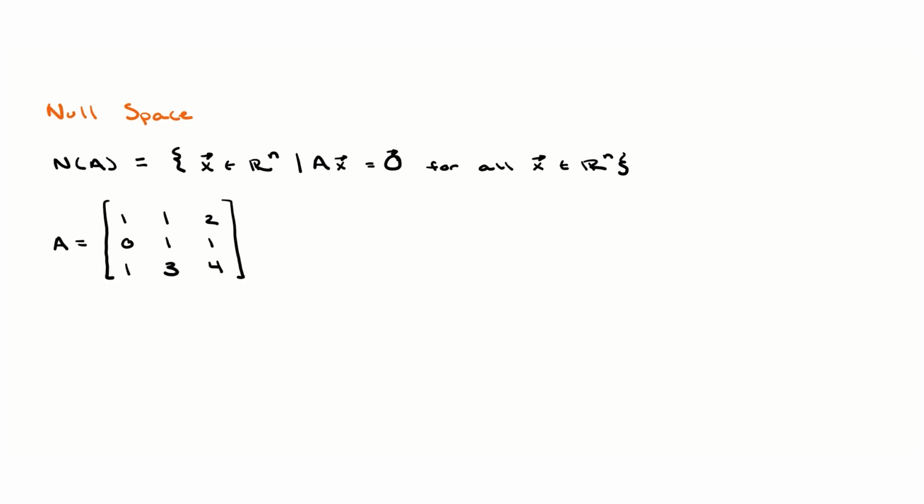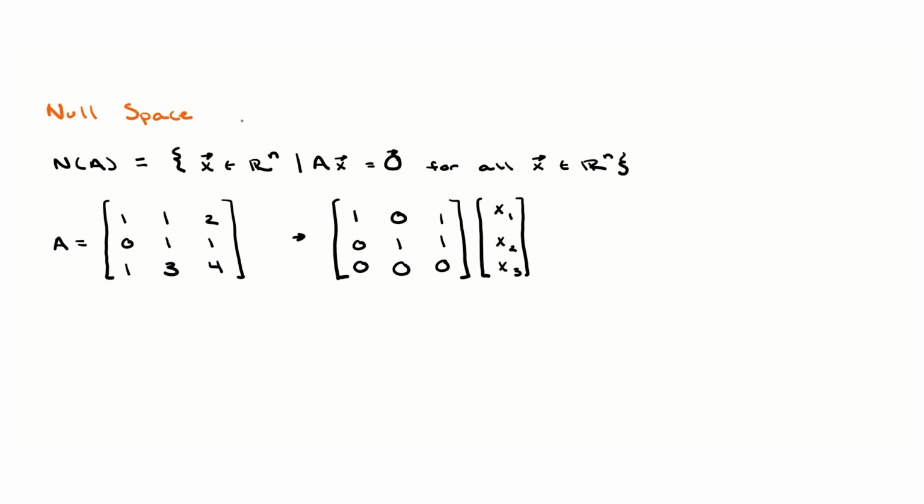And the first thing that we need to do here is row reduce. We've already done this, so I'll skip ahead. So this is matrix A row reduced, and we're going to multiply this times an x vector, and then set it equal to a 0 vector. Now let's start solving this.